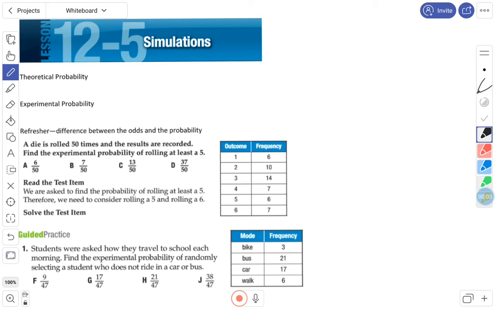So we're skipping to 12.5. Yes, we're skipping 12.4. And in 12.5, we get to start actually doing some math again with some simulations.